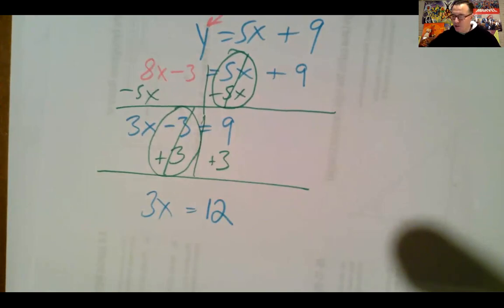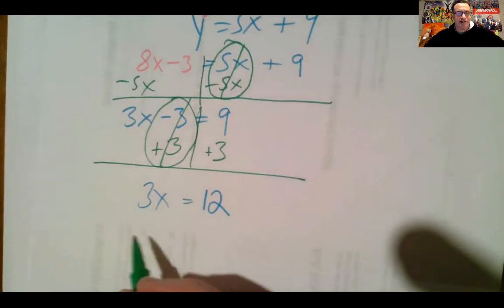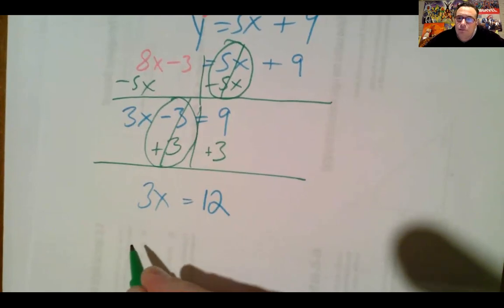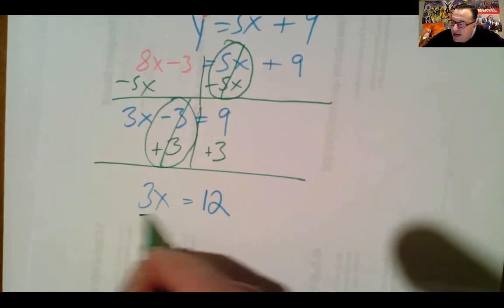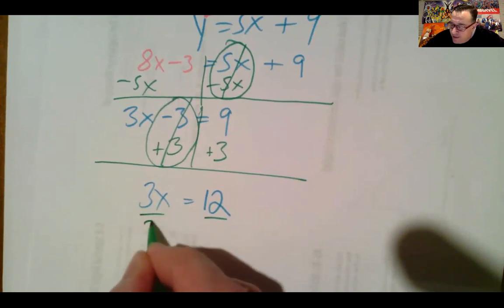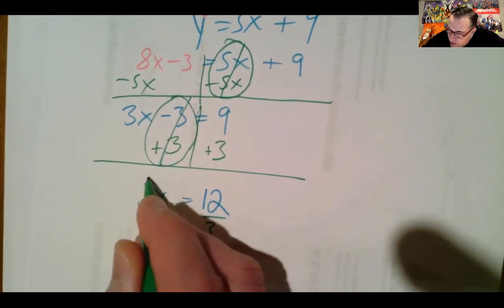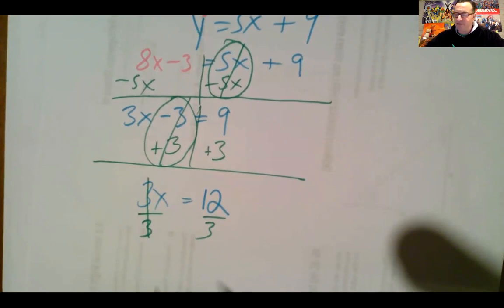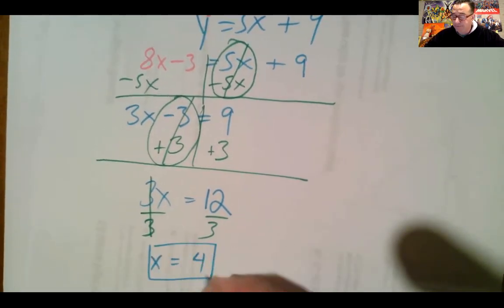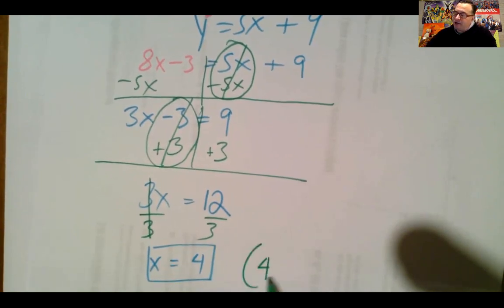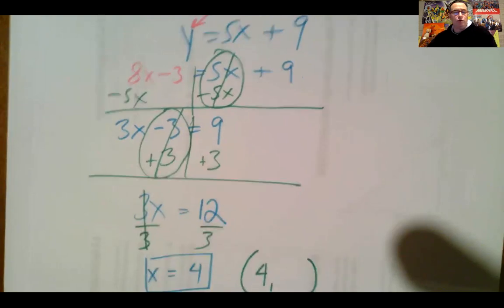Now, what do I do to solve for that illustrious x? I got to divide by that number in front. Divide that by a 3. These will cancel out and give me a positive x. 12 divided by 3 is going to give me 4. So again, I'm halfway to my solution. I know that my x value is 4. I do not have my y value yet.